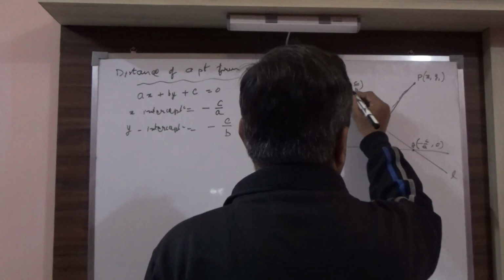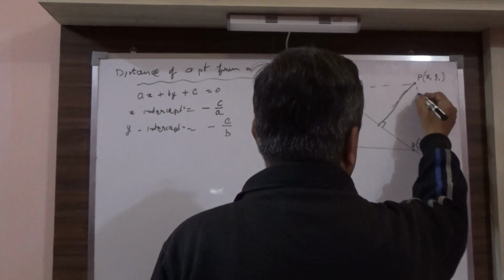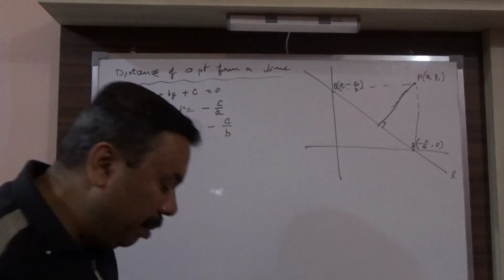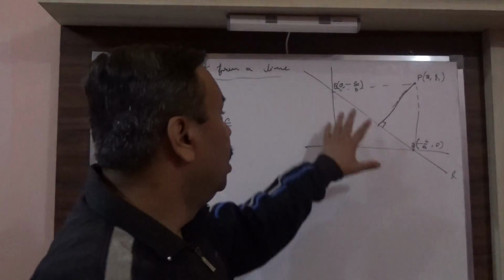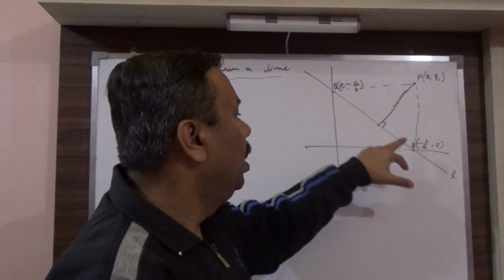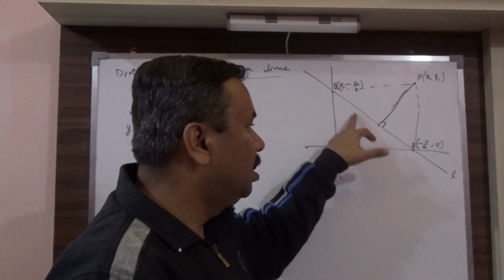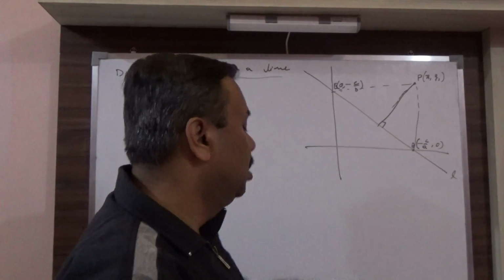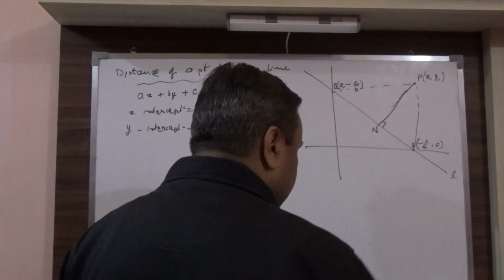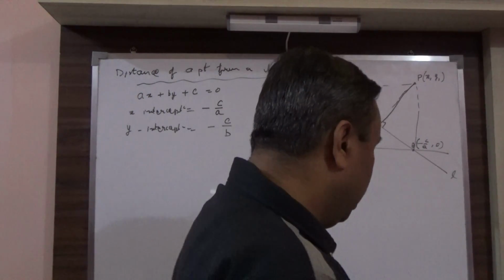This one. Join this and join this. What will be the area of this triangle PAB? Obviously it will be half of AB, the base, and the perpendicular, that is PN. Suppose that I take it as N.